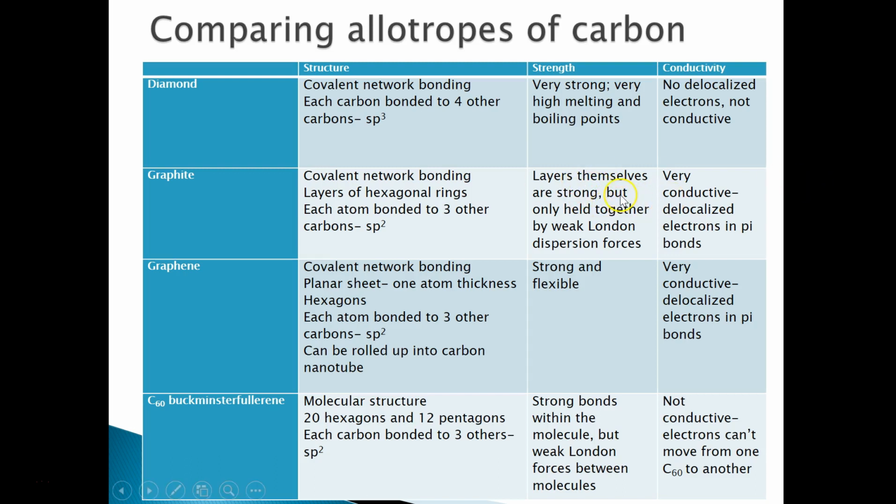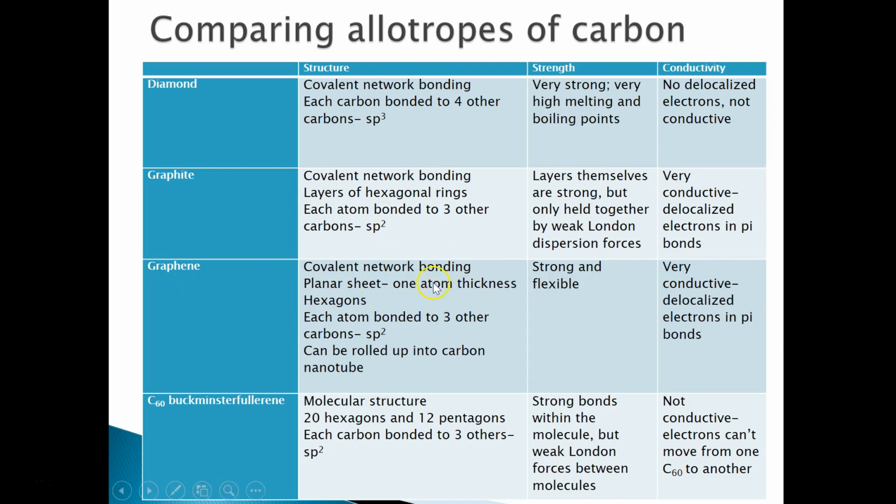Now, each layer itself is very, very strong, but because they're held together by those weak intermolecular forces, it's really, really easy to pull them off. And because there are delocalized electrons, graphite is actually very, very conductive. We've actually used graphite in IB Chem 1 as electrodes.